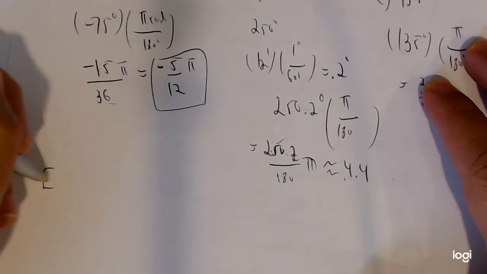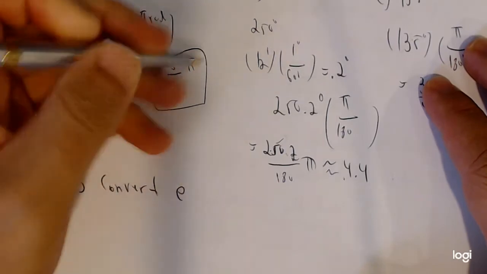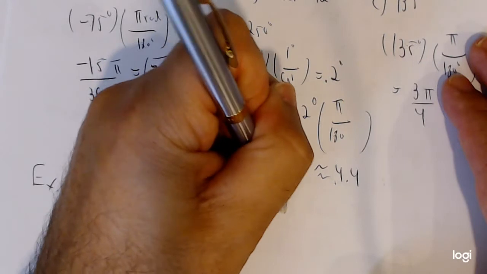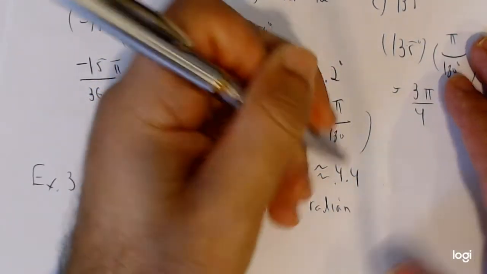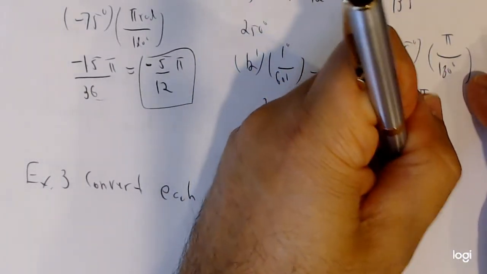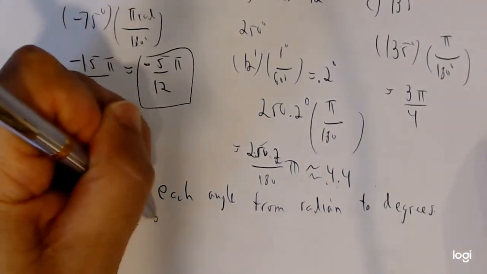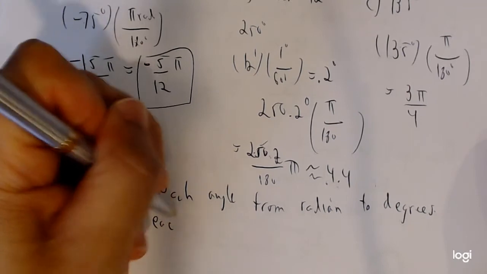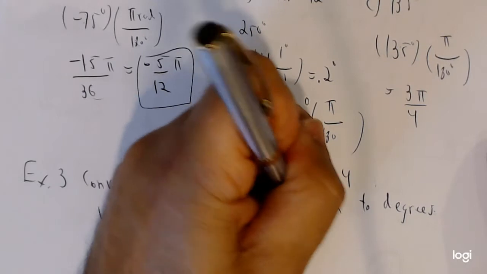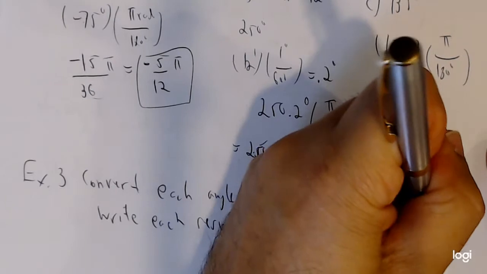So for example 3, we're going to say convert each angle from radians to degrees. And for this one, we could say write each result in exact form and approximate form.